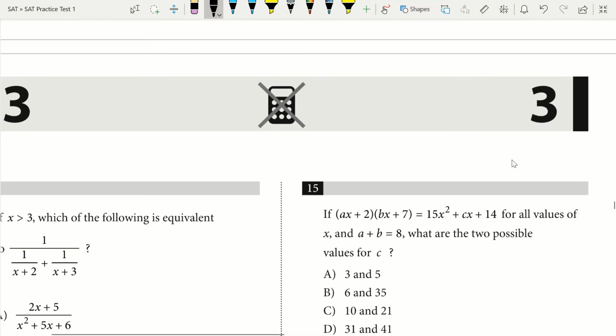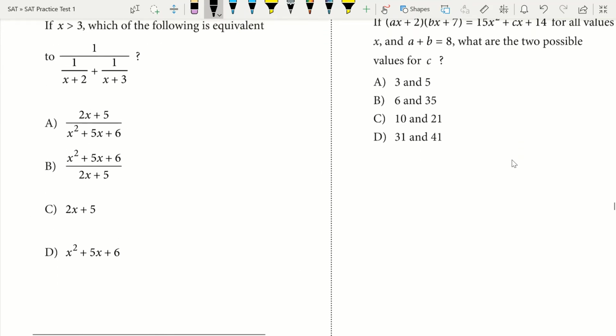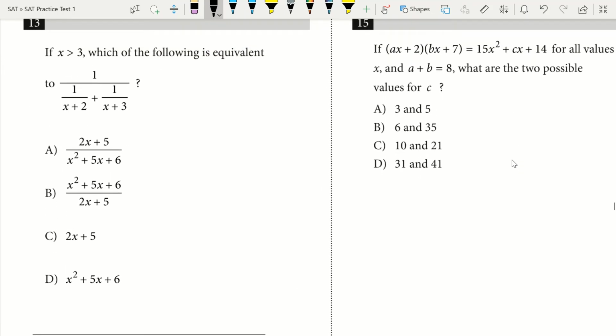All right, now we've got question 13. If x is greater than 3, which of the following is equivalent to this equation? First thing I'm going to do is get a common denominator in this set of equations here. So I'm going to multiply this side here by x plus 3, and this side here by x plus 2, and that'll all be over x plus 2 times x plus 3 in each side, right? Okay, so now that I do that, I'm going to go ahead and add my terms, right?